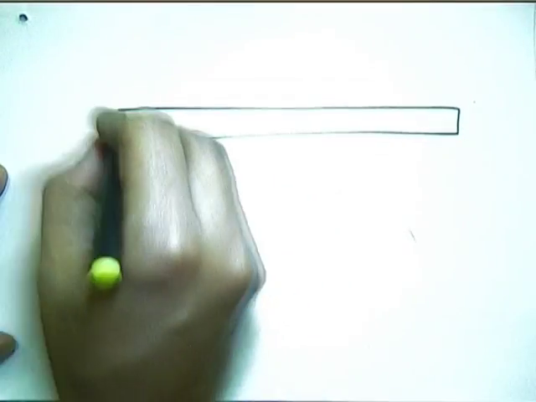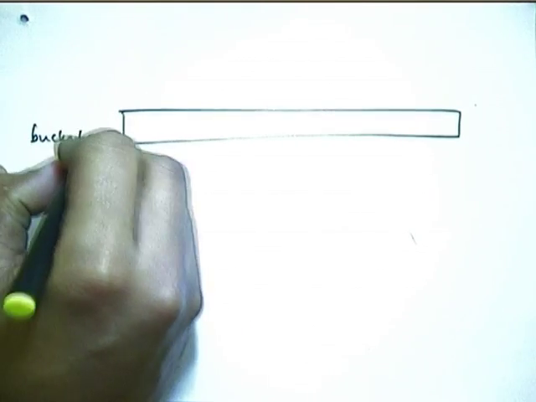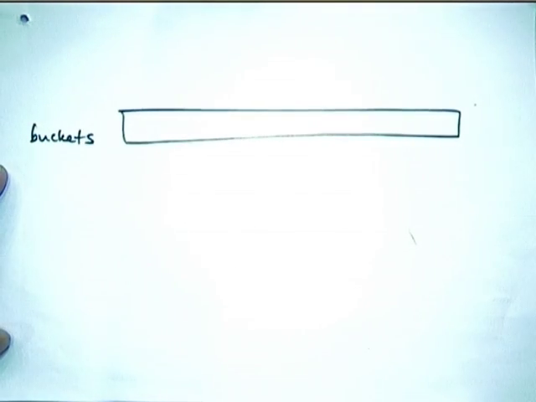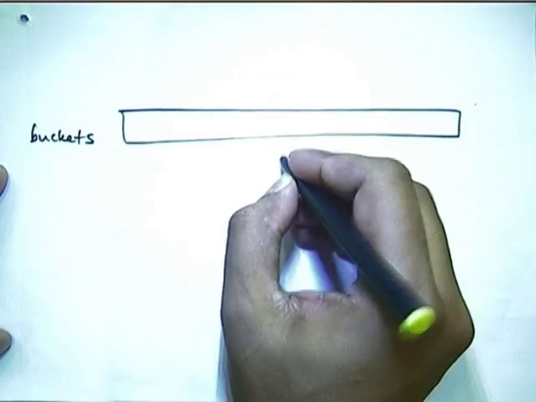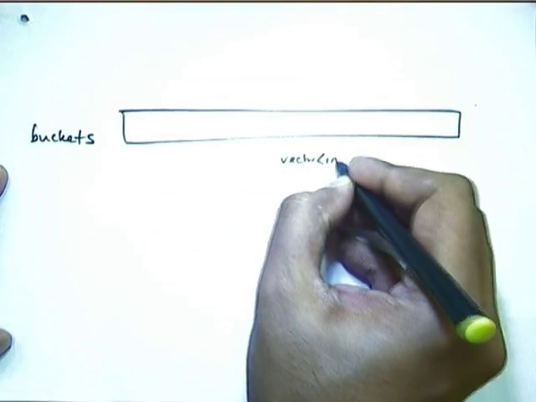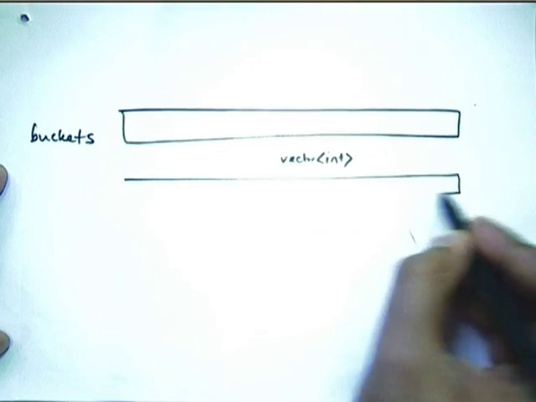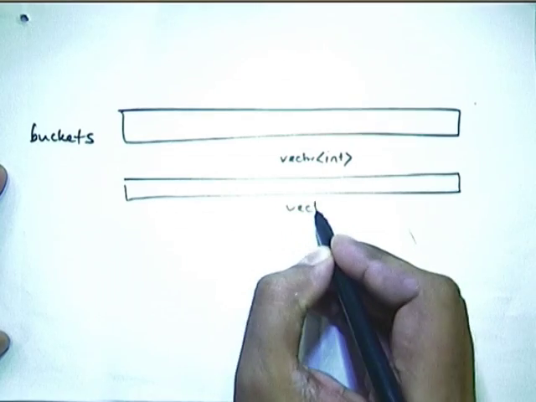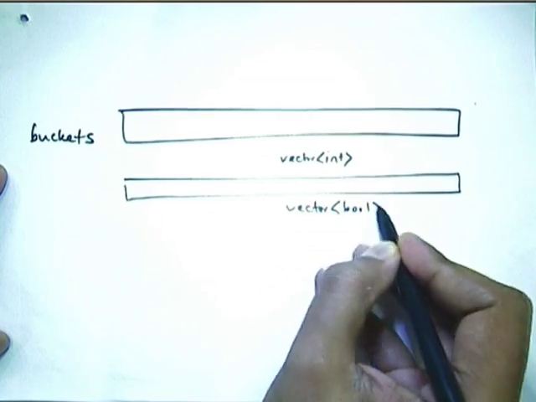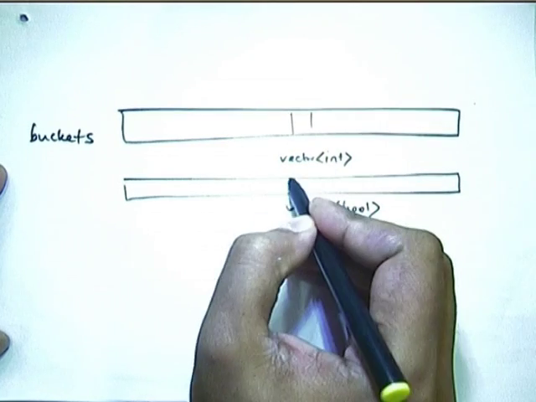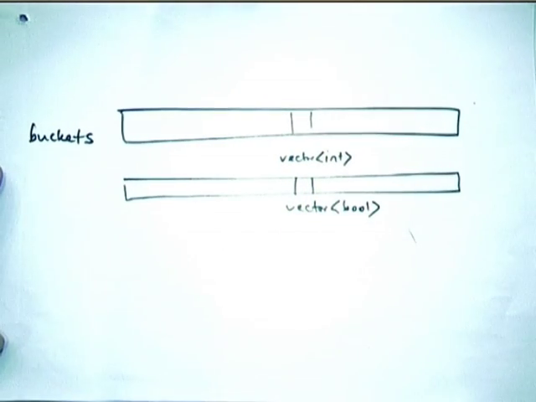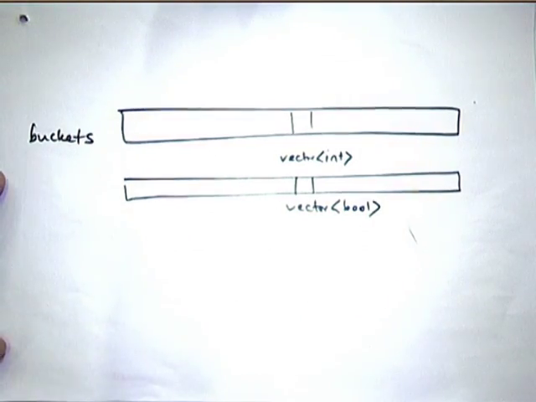Okay. So what is done is the following. The main data structure is called the buckets. And that's a vector, typically. In this case, it's a vector of ints. I also keep a bit vector to record which cell is already taken and which cell is empty. Initially, all cells are empty.